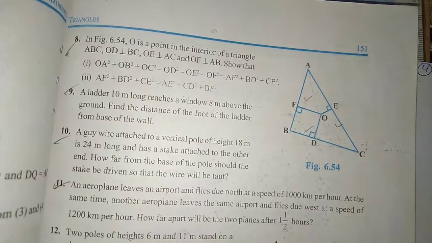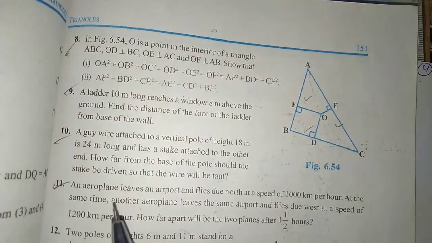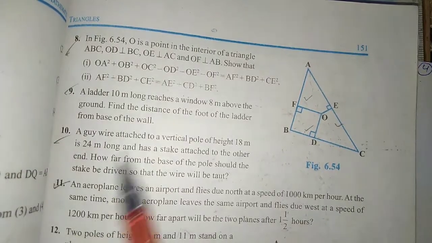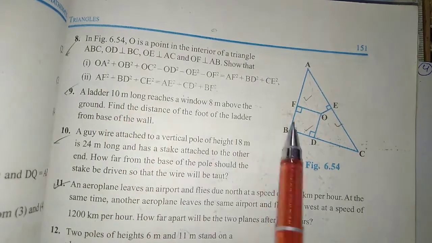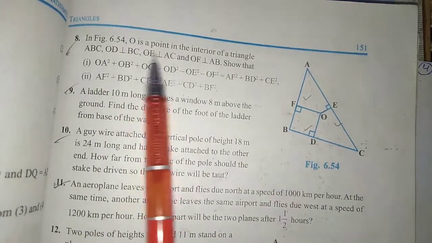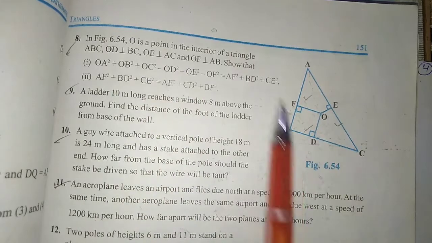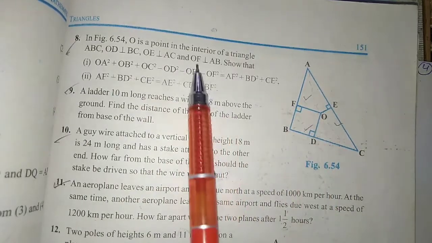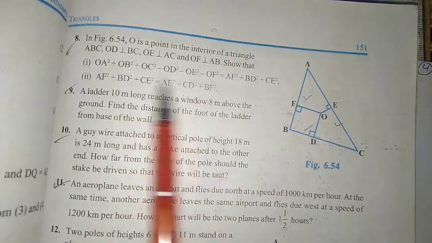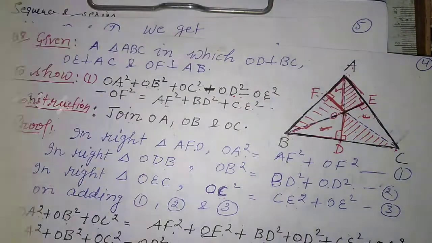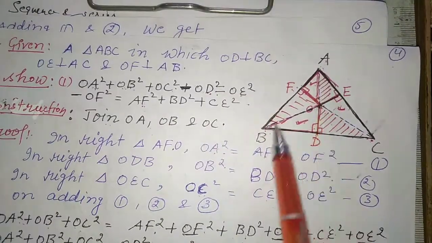In the last video, girls, we discussed the 7th question and then the 11th question. Now we are going to discuss question number 8. The figure is given here, and it is given that OD, OE, and OF are the perpendiculars, and this we want to prove.